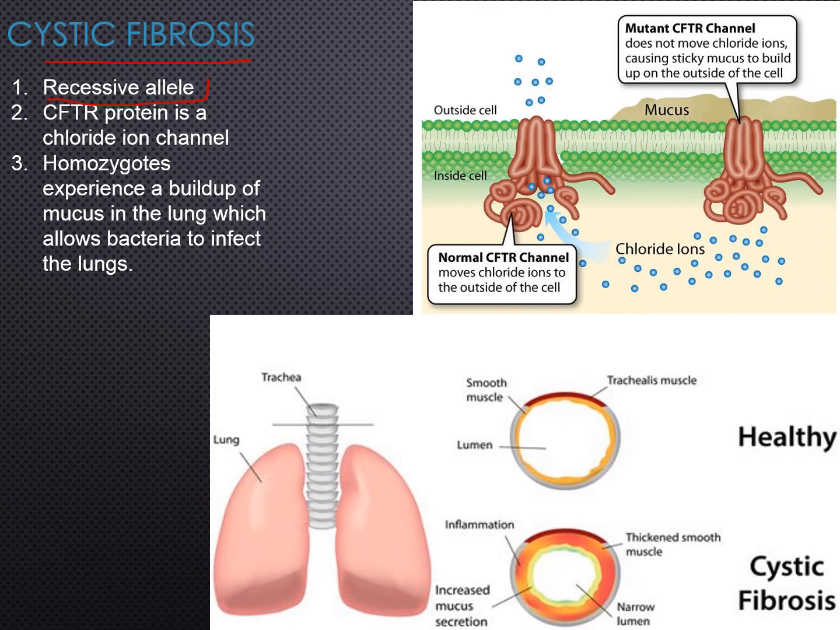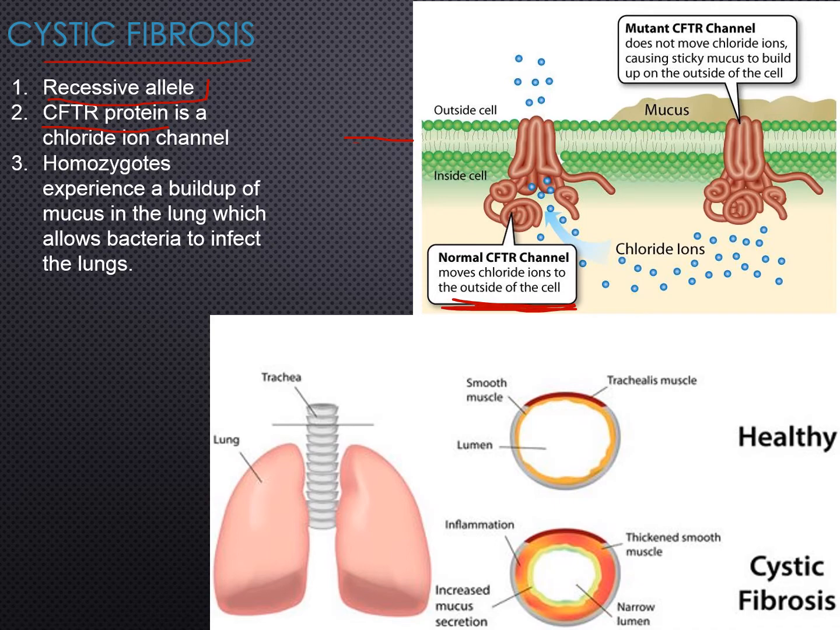They got a bad copy from mom, got a bad copy from dad, and what the gene codes for is something called the CFTR protein. CF stands for cystic fibrosis, TR for transport protein. And it's a chloride ion channel, as shown to the right over here. And the one on the left is the one that is functioning correctly.